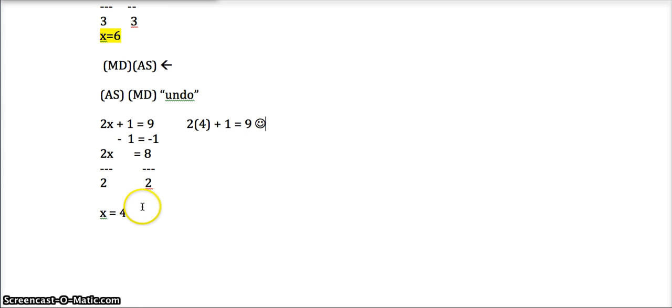Okay, so remember when we look back at this, we undid the plus 1 and we did a subtract 1, and then we undid the multiplication and we got x equals 4. So let's do another one.